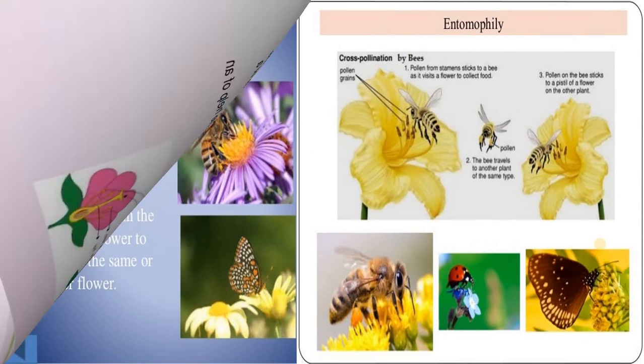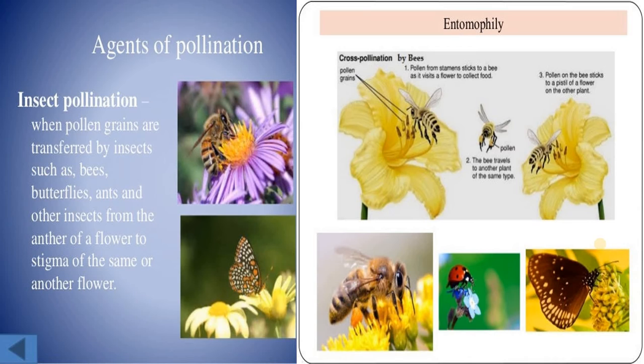Now, this pollination is done by several agents. What are the agents of pollination? Number one is insects, number two is wind, and number three is water. So, what is pollination by insects? Pollination is done by insects such as bees, butterflies, ants, and other insects from the anther of a flower to the stigma of the same or a different flower. So, how does it happen?